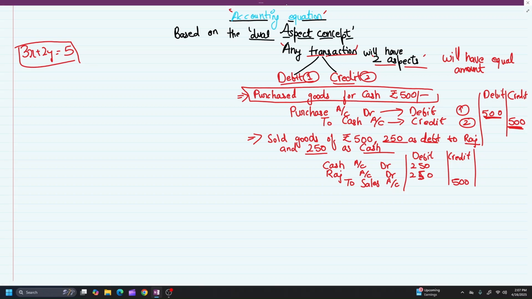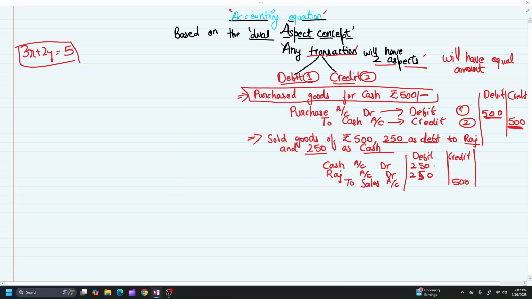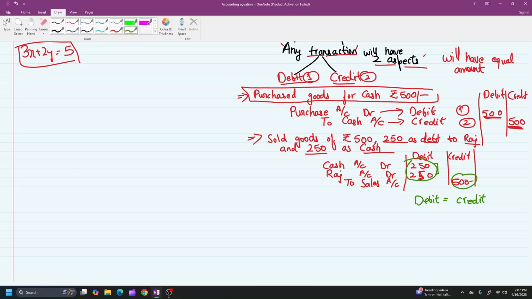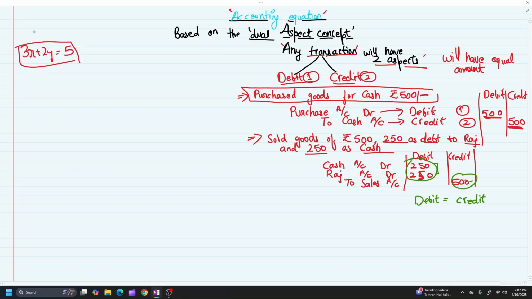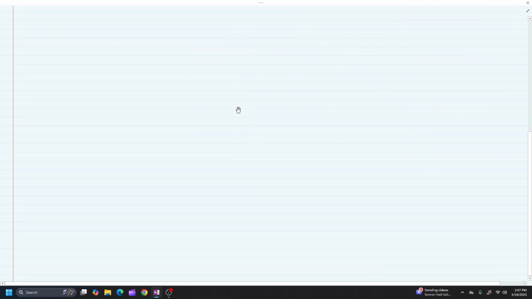So now here you can see that this and this is equal. Debit is equal to credit. Okay, so this is dual aspect. Now moving forward.